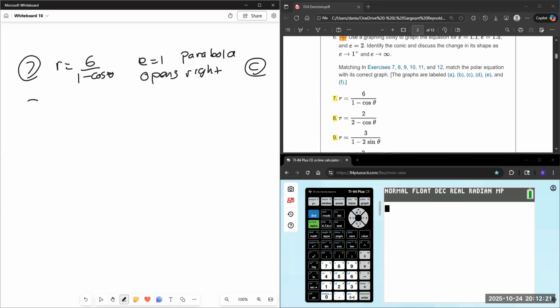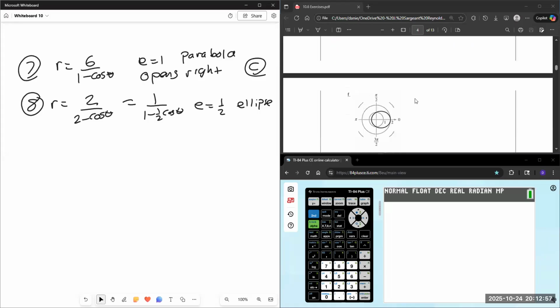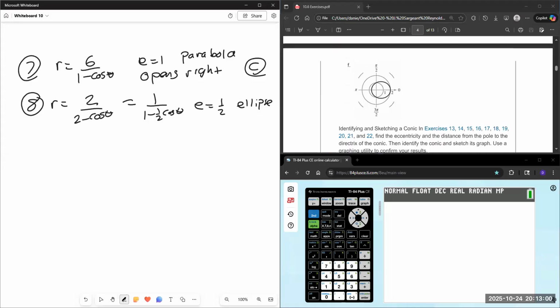Let's look at 8. r equals 2 over 2 minus cosine of theta. So this is equal to 1 over 1 minus 1/2 cosine of theta. e is equal to 1/2. So I have an ellipse. And this ellipse has cosine in it. So it has a major axis that's on the x-axis here. So let's go ahead and look for an ellipse that has a major axis on the x-axis, and that is F.